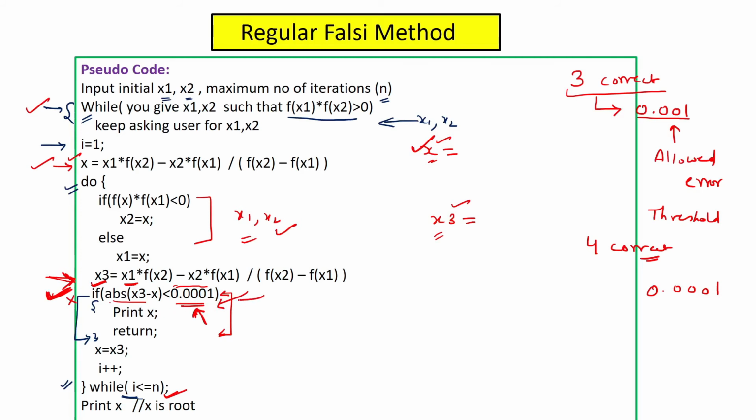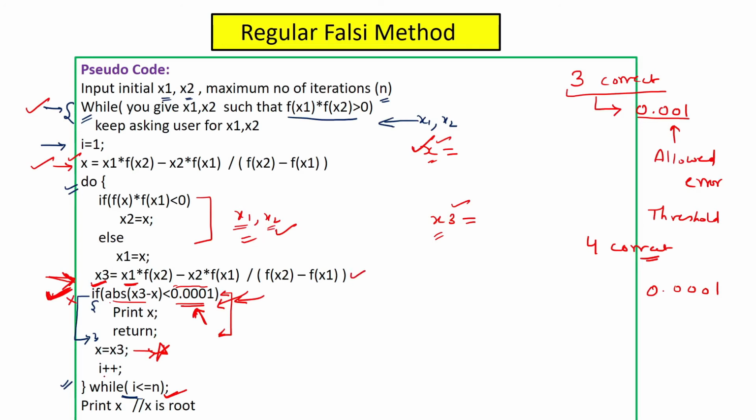Now if this if condition is not true, then I will simply say i++. But before that, I am writing this very important step. And this is very important. Why? Because if you do not write x equal to x3, then what will happen? So here you've got some new value of x1 and x2. Based on that, you found this x3.